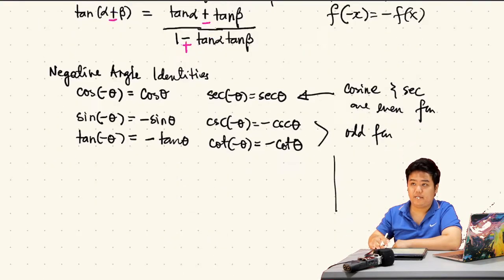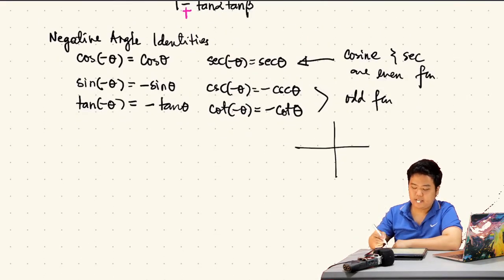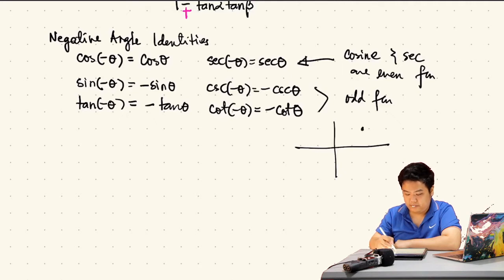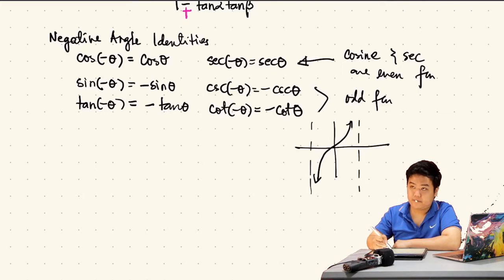Kapag ginraph mo sa xy plane yung odd function, kung may point ka dito, may point ka dito. So parang ganun. Okay. Gets. Kaya ang sine, ano ba itsura ni sine function? Odd function yun, diba? Sige, tangent na para madali i-draw. Something pa ganyan. Tapos umuulit lang.